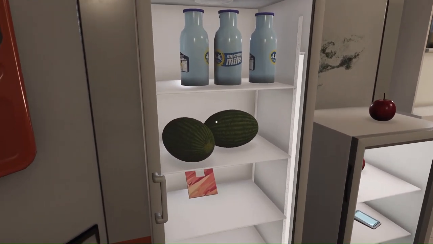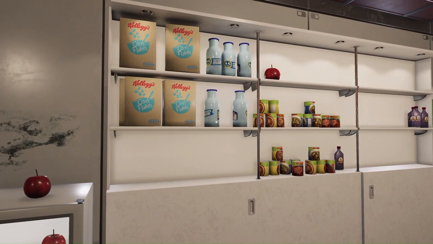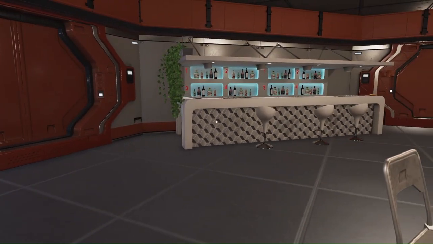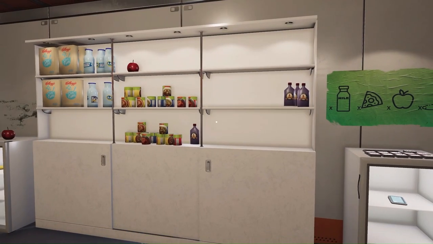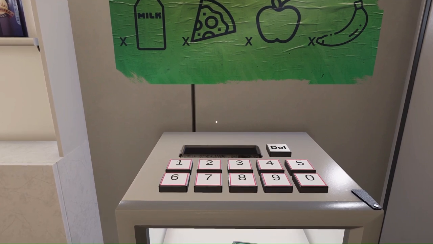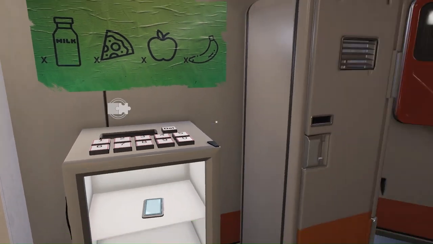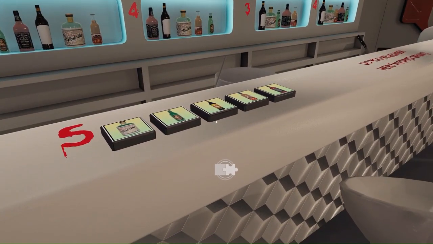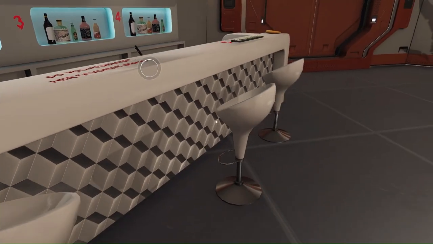Weird milk things, very weird melon. The apples really don't fit right. Yeah, all right. That's going to be some sort of puzzle. I'm sorry, what? Milk times pizza times apple times banana. Okay. Not a lot so far. These two different ones. Okay, it's two different ones.